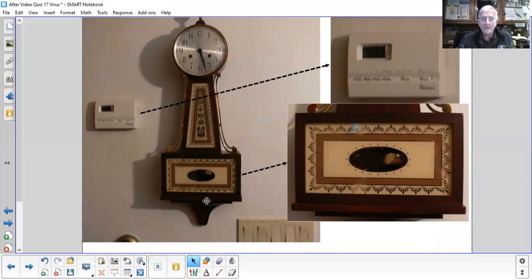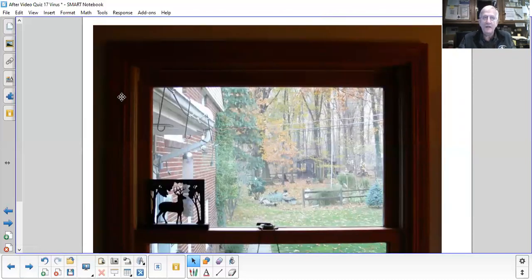Now the base of this clock, if you look at it over here on the left, appears to be a golden rectangle, but I'm not sure if it is or not. It looks like the thermostat is more like one, but hey, what are you going to do? There are examples that we can look at of perhaps a golden rectangle. I think this might even be a golden rectangle.